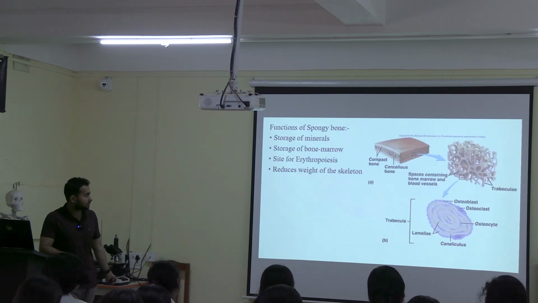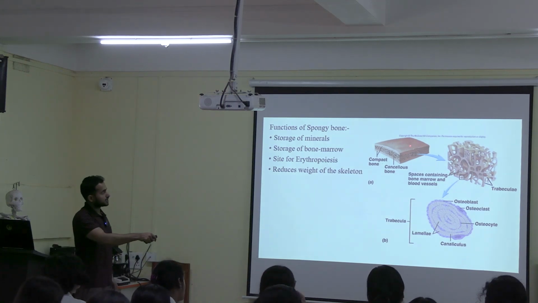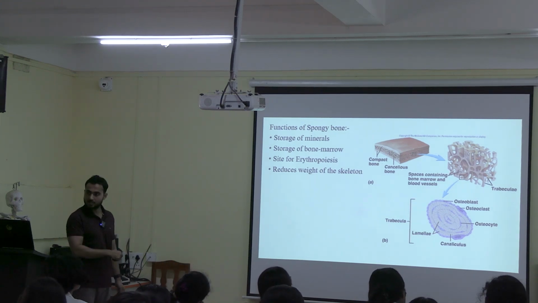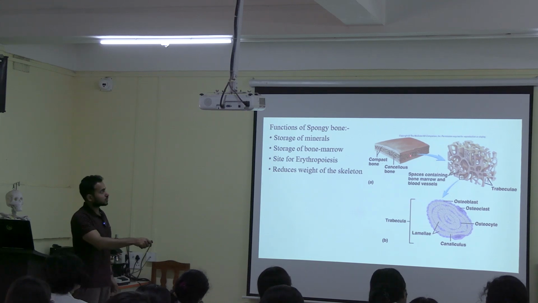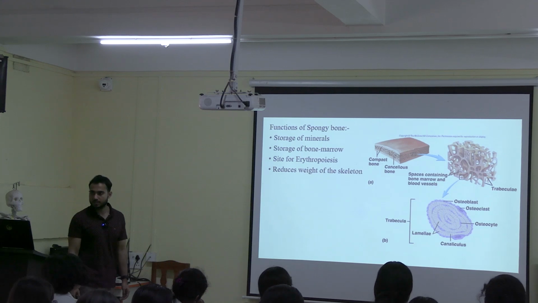Let me show you the diagram. Yeah, please see the diagram over here. Can you see, this is the compact bone, this is the compact bone. In between the compact bone, this area which you can see, this is the spongy or the cancellous bone. Now if you zoom it, then this will be the appearance. So this is called as trabecular appearance.